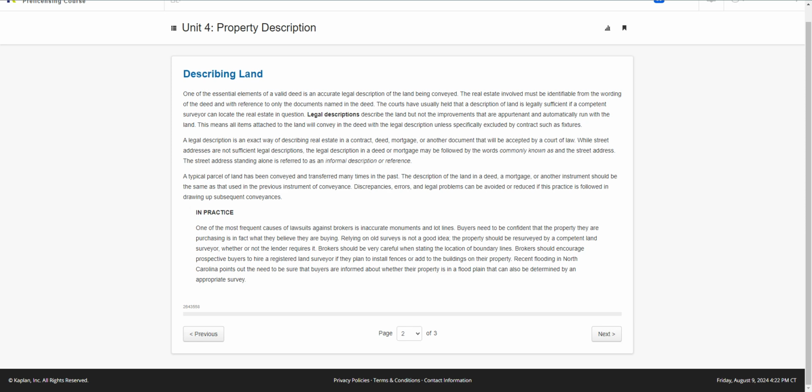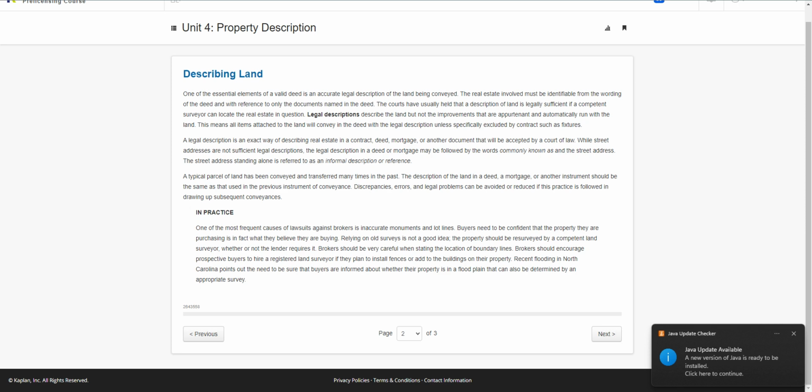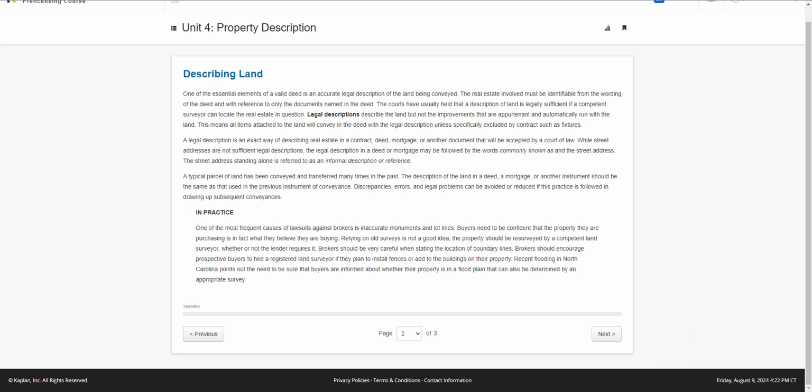A typical parcel of land has been conveyed and transferred many times in the past. The description of the land in a deed, mortgage, or any other instrument should be the same as that used in the previous instrument of conveyance. Okay? Got a Java update there. Discrepancies, error, and legal problems can be avoided or reduced if this practice is followed in drawing up subsequent conveyances.